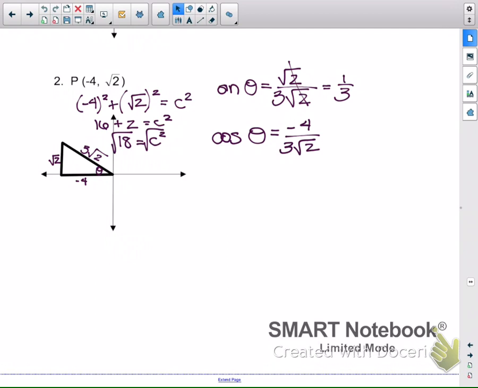Okay? Tangent is what over what? Square root 2 over negative 4. And how do we get the other 3? Flip them. So take a minute, do that on your paper.